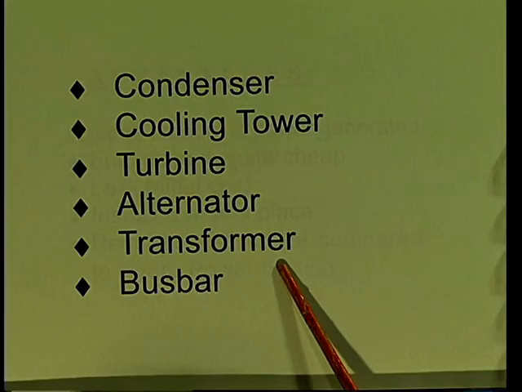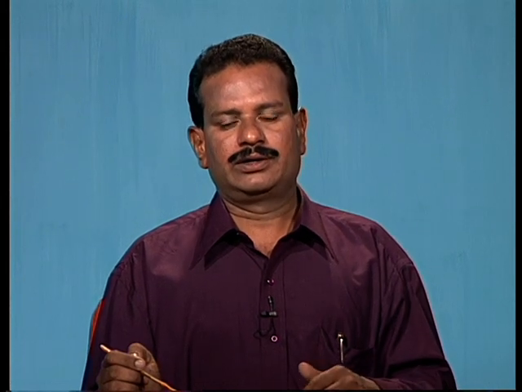Transformer, basically in power stations, distribution type transformers, step down transformers and step up transformers will be used, and the electrical energy will be generated at 11 kV or 13.2 kV by using the step up transformer. This 13.2 kV is stepped up into 400 kV, 660 kV, 220 kV according to the need of the customers.